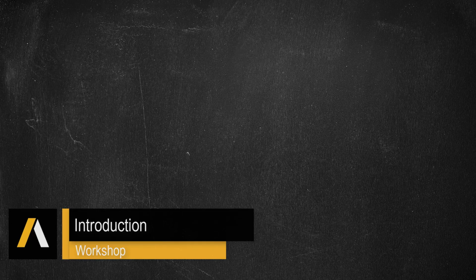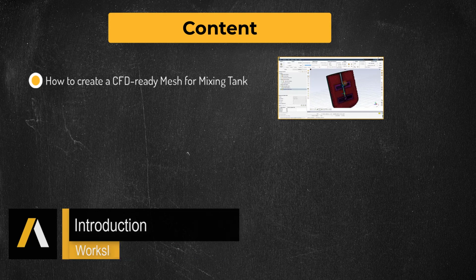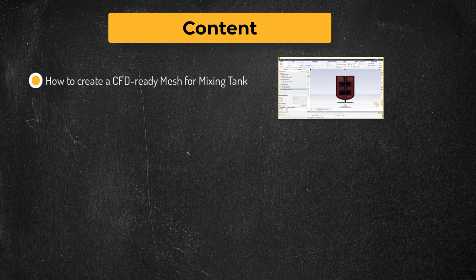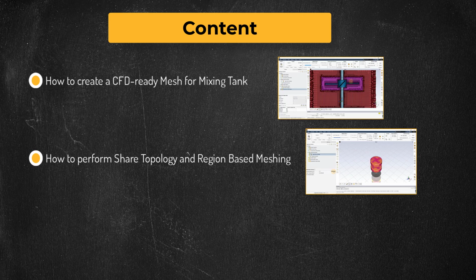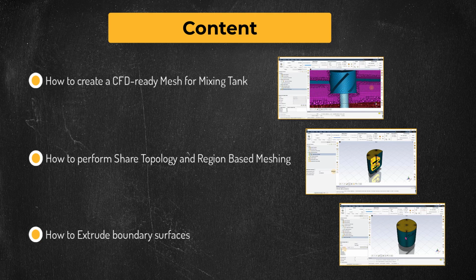Hello and welcome. In this workshop, we will generate a simulation-ready mesh for studying the fluid flow in a generic mixing tank geometry using the Ansys Fluent Meshing Watertight Geometry workflow. During the workshop, we will explore how to perform shear topology and region-based volume meshing using the workflow. Finally, we will demonstrate how to extrude boundary surfaces of the volume mesh. Let's get started.